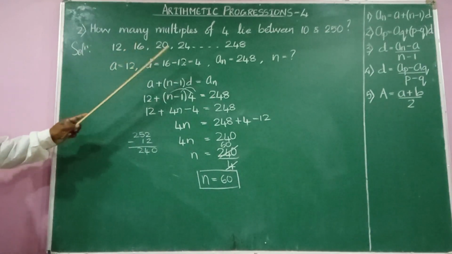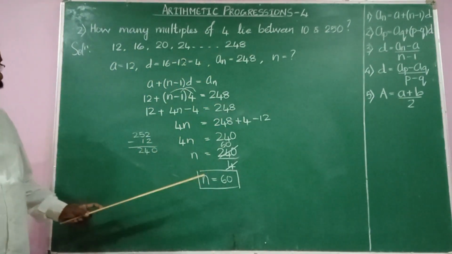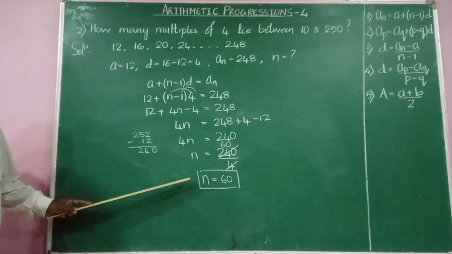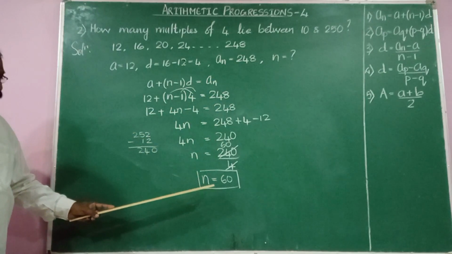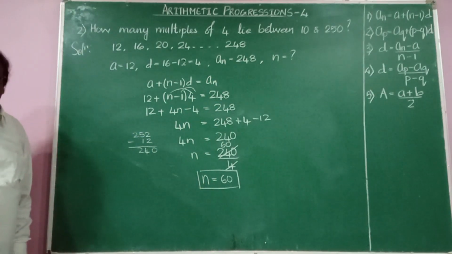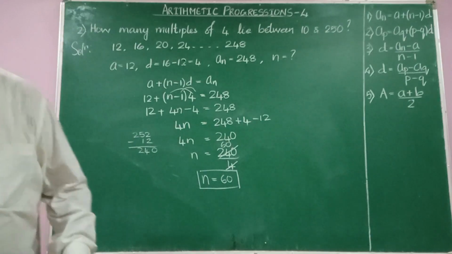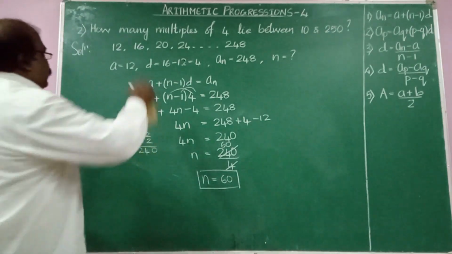My question: how many multiples of 4 lie in between 10 and 250? The multiples of 4 that lie in between 10 and 250 are 60. We go to the next type of sum. The next sum.